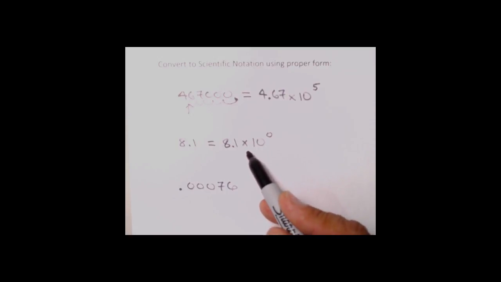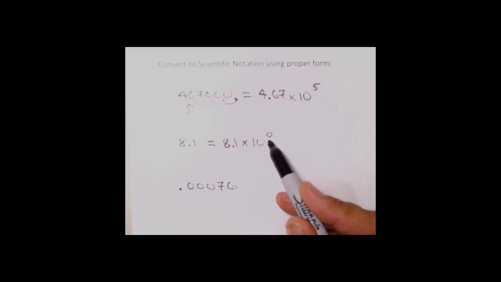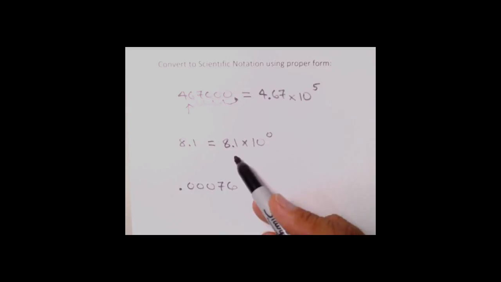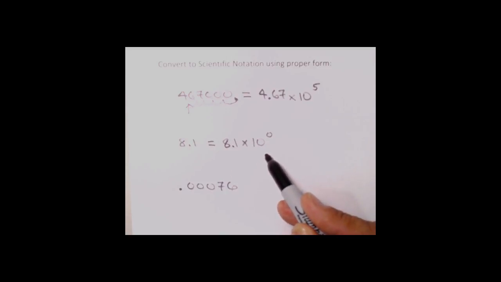Now, if you write it in scientific notation form with a power of 10, this is what you'd have to write. Some people, since 10 to the 0 equals 1, will only say it's 8.1, but to be in proper form, here it is.